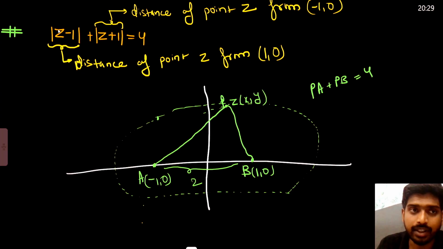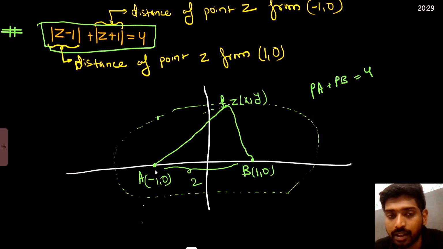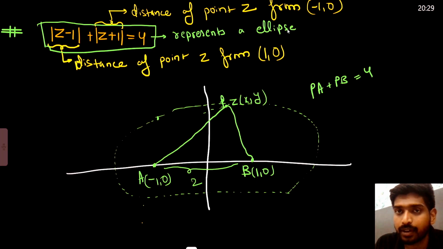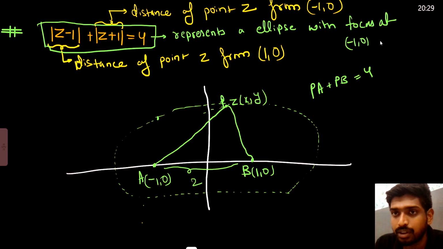Got it? So this actually is the equation of an ellipse. Tell me what these 2 points are known as. These 2 fixed points are known as the foci of the ellipse. Got it? So here I can write this represents an ellipse with foci at -1 comma 0 and 1 comma 0. Got it? Any doubt till now?